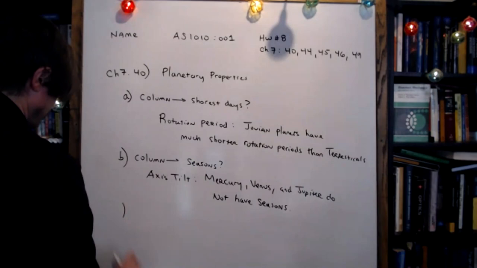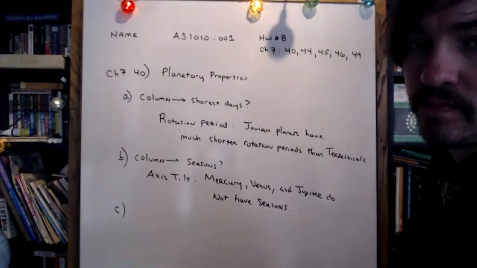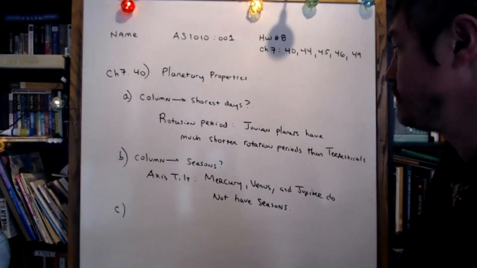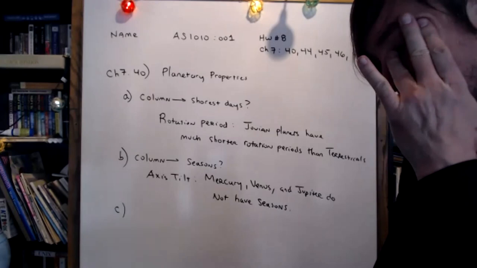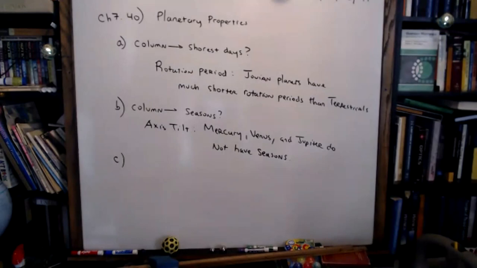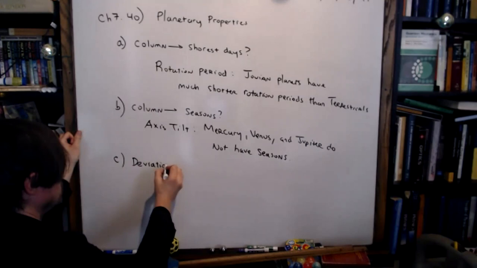Question C. All right, so which column tells you how much a planet's orbit deviates from a perfect circle? For each planet, use that column to decide whether you would expect its average surface temperature to vary over the course of its orbit and why.